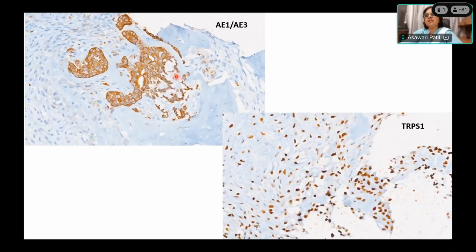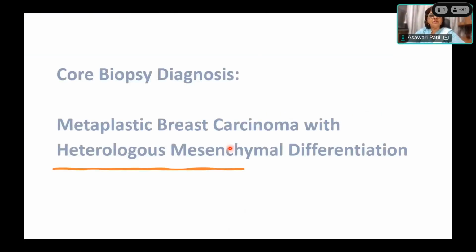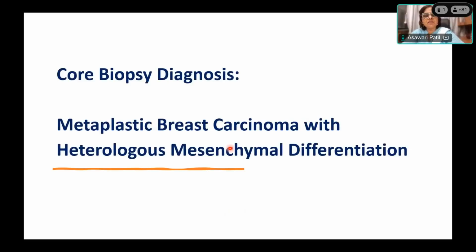Of course, there was a clearly epithelial appearing component, but we were not sure about this. You see these stromal looking cells. They are negative for AE1/AE3, but TRPS1, which is another marker, is positive in the epithelial looking component as well as in the mesenchymal component. So the diagnosis is metaplastic breast carcinoma with heterologous mesenchymal differentiation. Now you tell me, what exactly is metaplastic breast carcinoma?